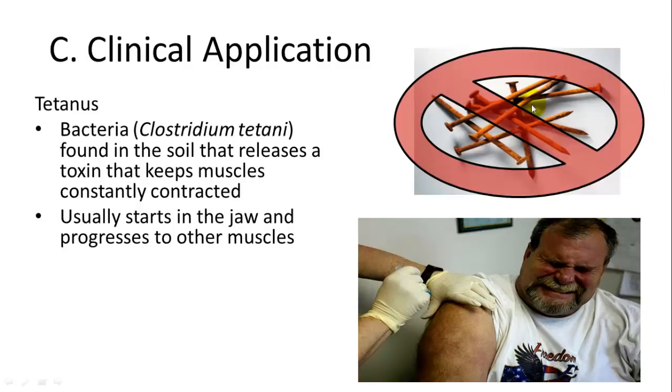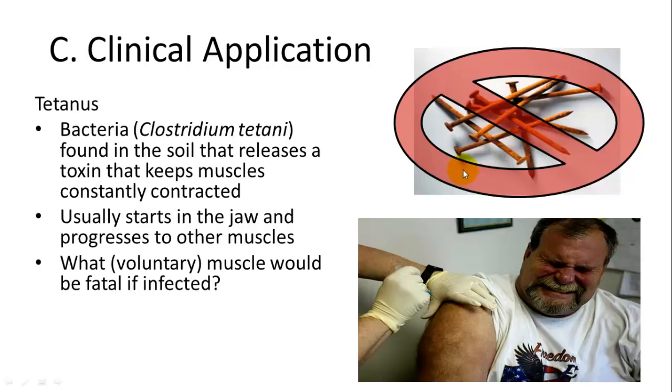It is actually not caused by rusty nails, although when people step on a rusty nail, they're like, oh, well, you better go get a tetanus shot. It's actually caused by soil microbes. Well, a lot of rusty nails are found outside in the soil, so that may be where the connection came from. So what voluntary muscles would be fatal if infected?